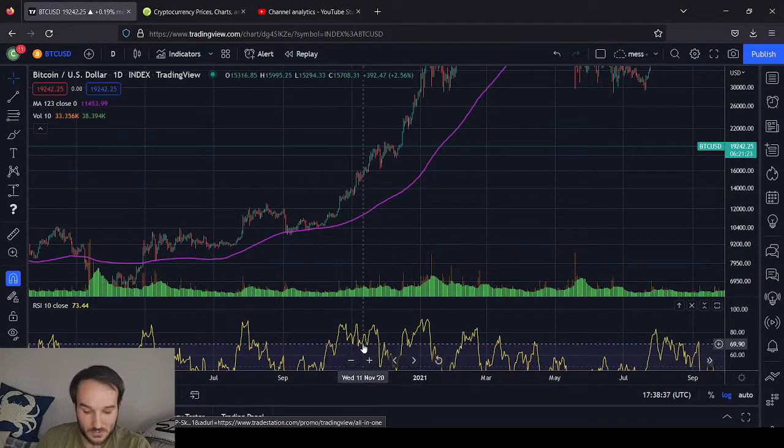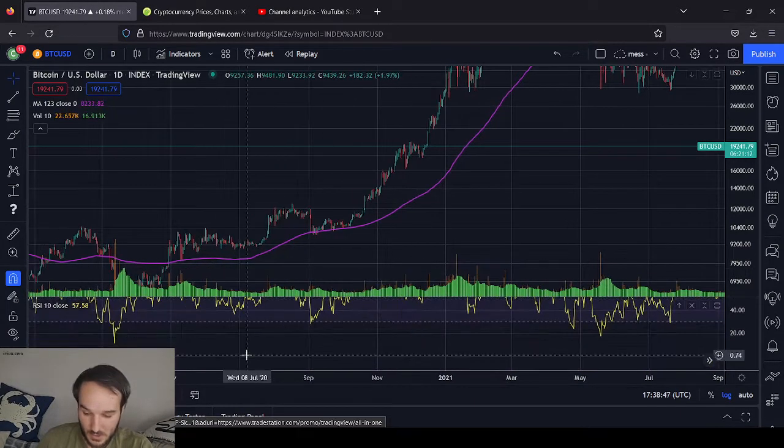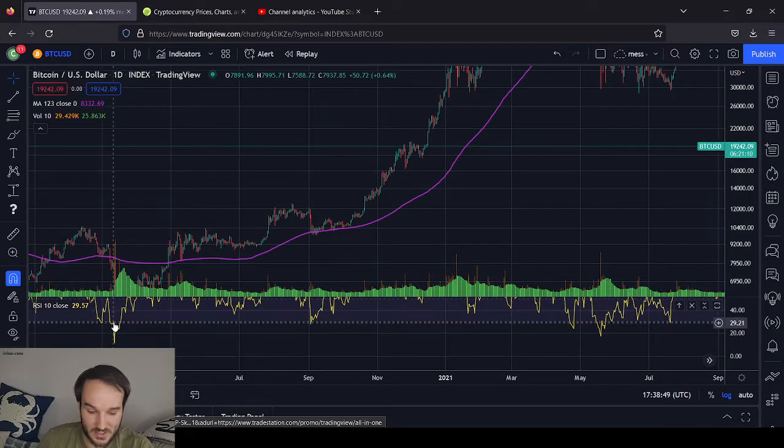The fact that we bounced off of this overbought territory like this, the fact that we used that as a support level for the RSI, that's significant. That's a good thing. That's like the best thing for price action. Just like if we were holding the oversold territory as resistance, that's not good.